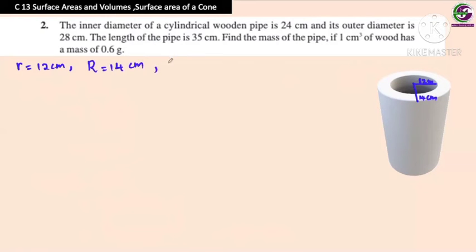The length of the pipe, which means the height of the cylinder, is 35 centimeter. We have all of them in centimeters. Find the mass of the pipe. We get mass by considering the volume of the cylinder.